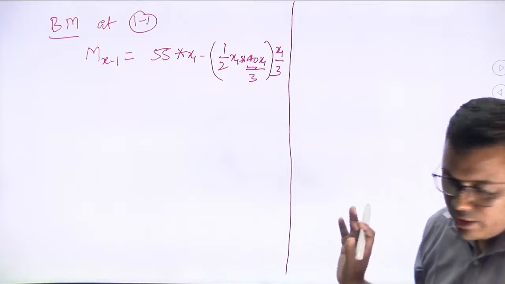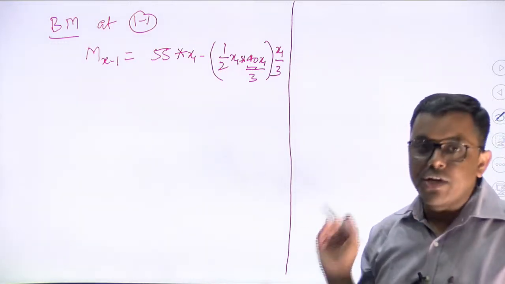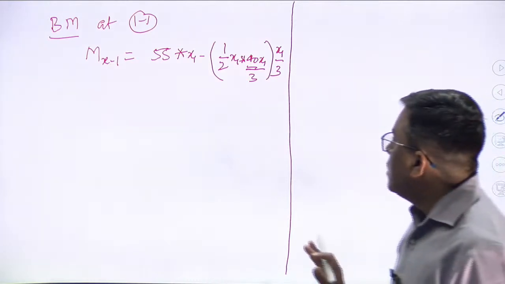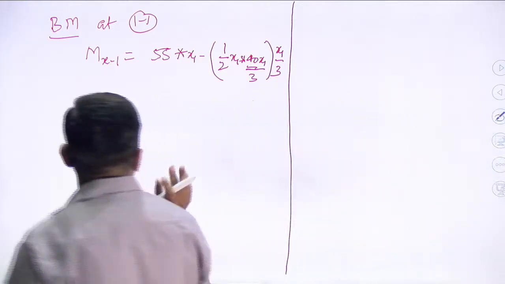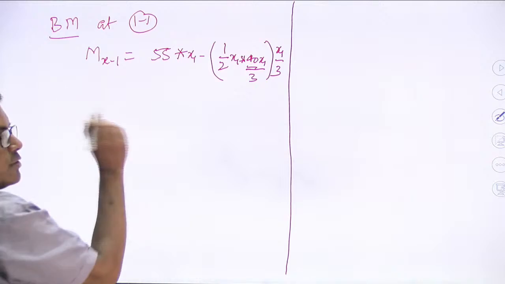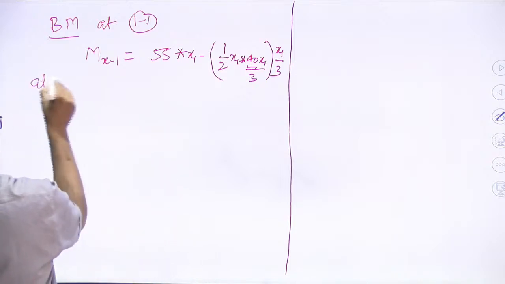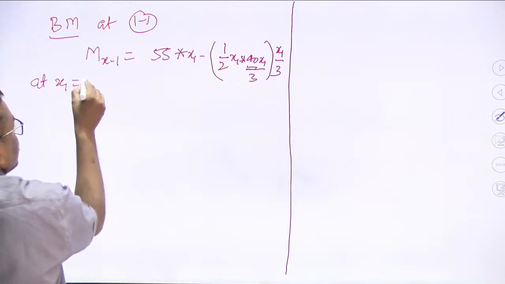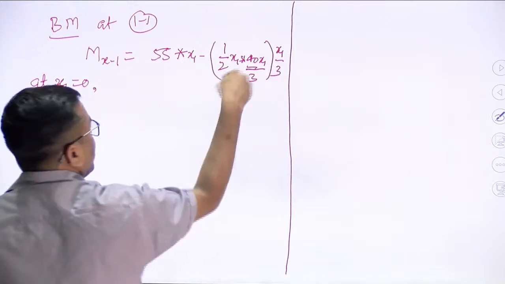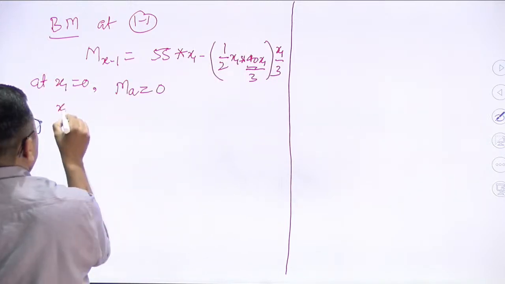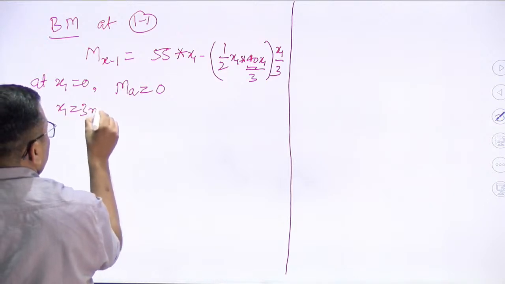Is there any doubt? Anyone? If anyone has any doubt, please write in the chat box. And if there is no doubt, then we are moving ahead. Okay, this section is valid from A to B. So at x1 equal to 0, everything will become 0. For x1 equal to 3, these are known to me.